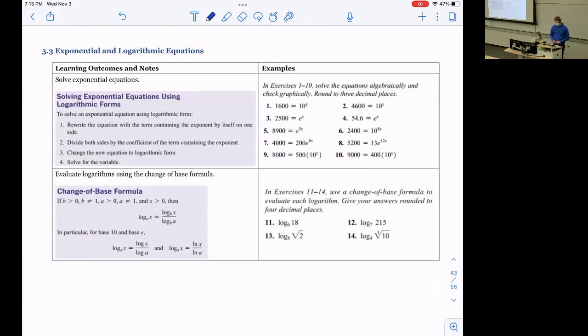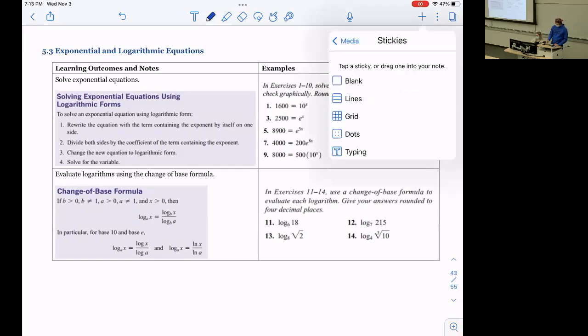5.3, exponential and logarithmic equations. So solve the exponential equations, 1 through 10. How do we feel about those? Any questions on those? Should we just do like 5? Number 5.